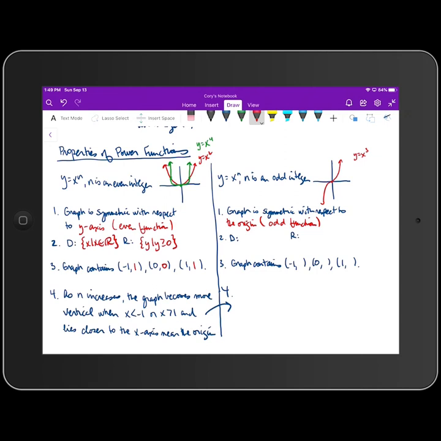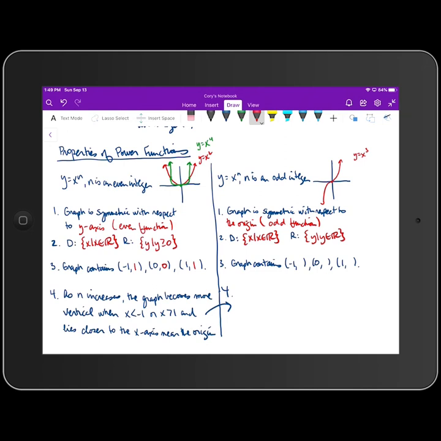Okay, so when we look at the domain of that function, the x values that get covered up by that graph are the set of x such that x is a real number. The range values are the y values that get covered up by that graph. So the range of that function is going to be the set of y such that y is a real number. So that graph is going to hit all x values and all y values.